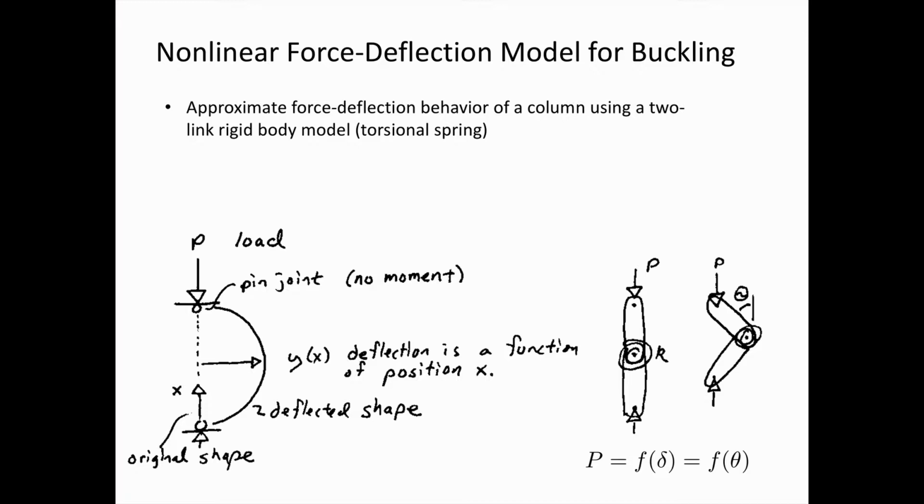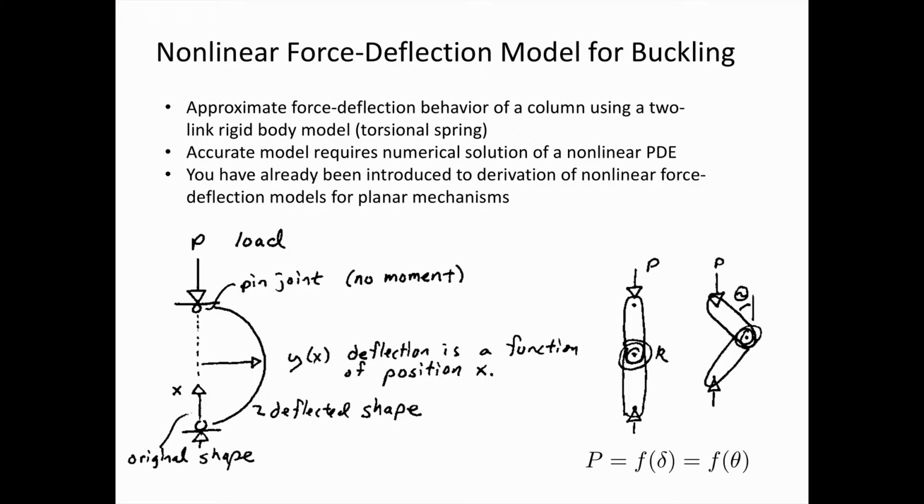And so the question is, for each position, either the vertical deflection delta or the angular deflection theta, what is the load P? How does this load P vary with position? To solve this problem accurately for the original column, it would require numerical solution of a nonlinear partial differential equation. And we went through and solved the force deflection curve for the simple two-link mechanism.